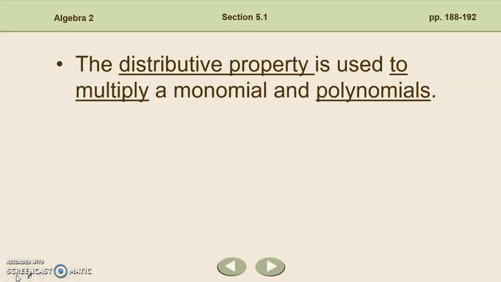That was the first part of our objective. The distributive property is used to multiply a monomial and polynomials. Let's take a look here. We've got a monomial, one term here, one constant, and we are multiplying that by a polynomial. We've got two terms here. And we're going to use the distributive property to multiply that monomial times that polynomial. And when we do so, we get 3 times x and 3 times positive 2, which gives us 3x plus 6.